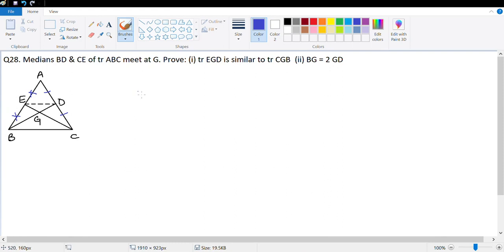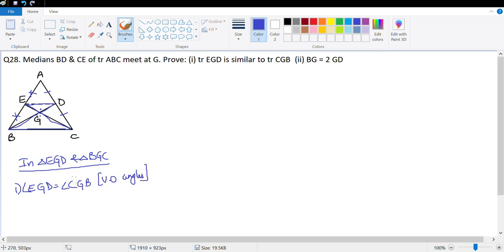We need to prove EGD is similar to CGB. So this small triangle here and this big triangle here. So again, this should be simple to prove. These are vertically opposite triangles. Should be simple. Let's just try. So in triangle EGD and triangle BGC, what I have is number 1, angle EGD is equal to angle CGB, vertically opposite angles.